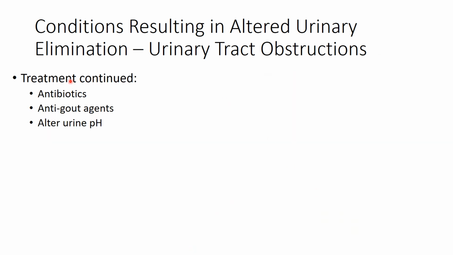Okay. So some additional treatments can include antibiotics if we have a bacterial infection, and anti-gout agents. I googled this, and this is about as specific as I want to be. There's a number of medications that you could take. We might need to alter your urine pH, right?